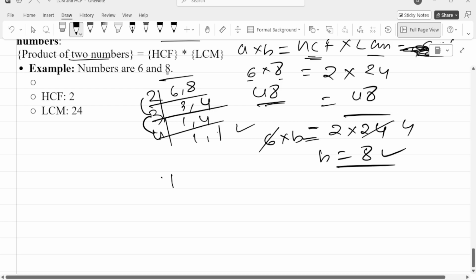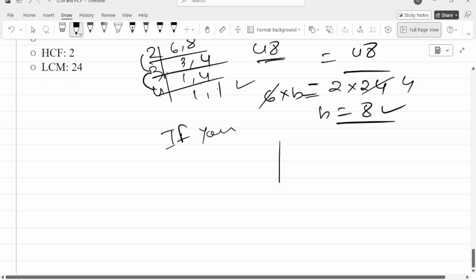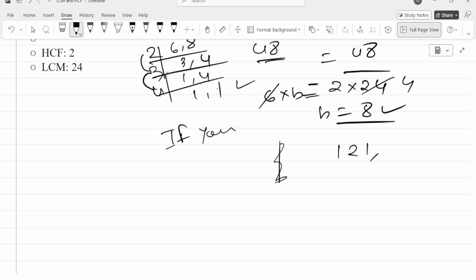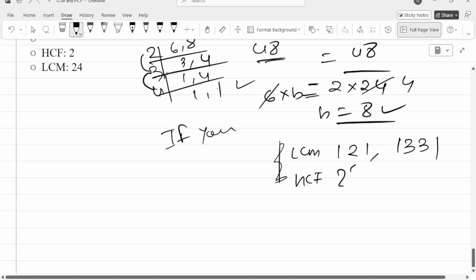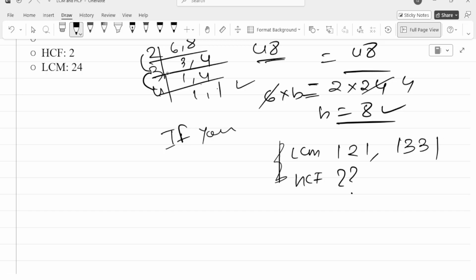If you have any doubt, please comment below. Also answer this question: 121 and 1331, what is their LCM and HCF? Comment below. I hope you understand everything and I explained it crystal clear.